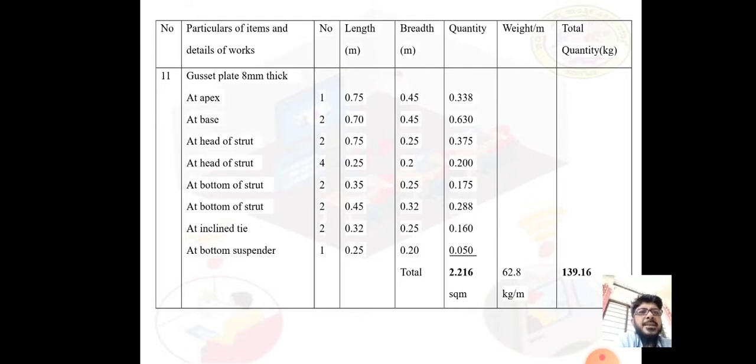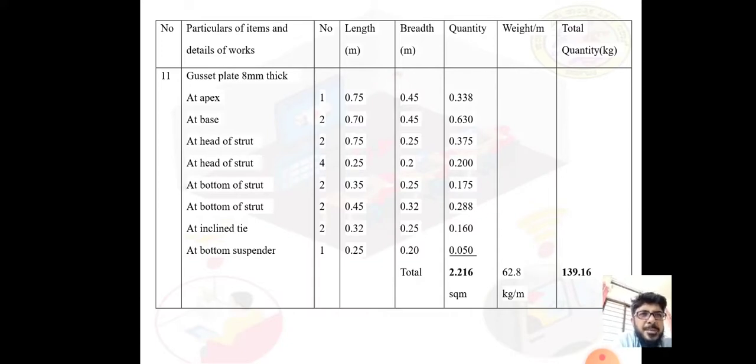Okay, so at apex one gusset plate of size 0.75 into 0.45, and at base 2, either side, 0.7 into 0.45, and at head of this strut again 2, 0.75 into 0.25, at head of this strut 4, 0.25 into 0.2, and at the bottom of this strut 2 numbers 0.35 into 0.25, and at the bottom of this strut again 2 numbers 0.45 into 0.32, and at inclined tie 2 numbers 0.32, and at the bottom of this suspender only one, 0.25 into 0.2.